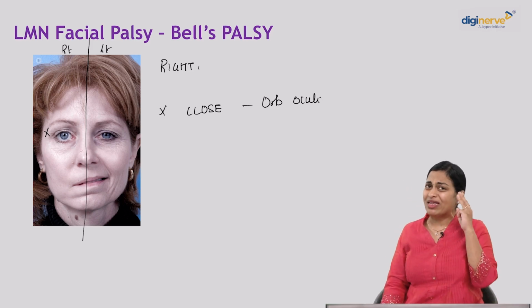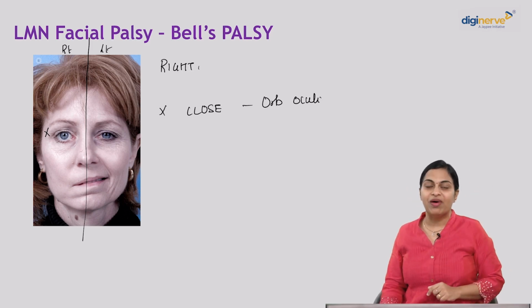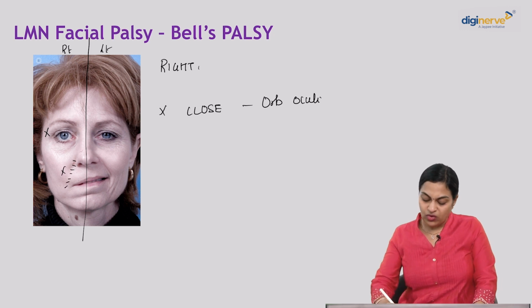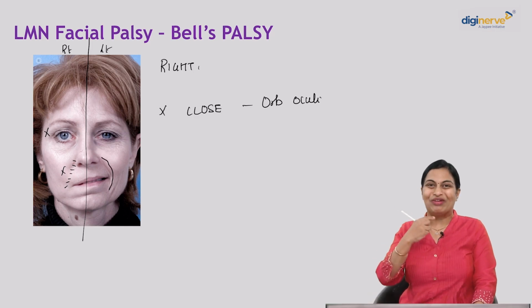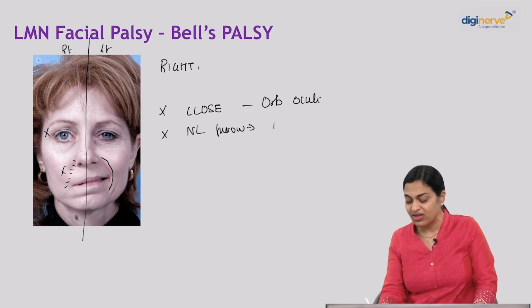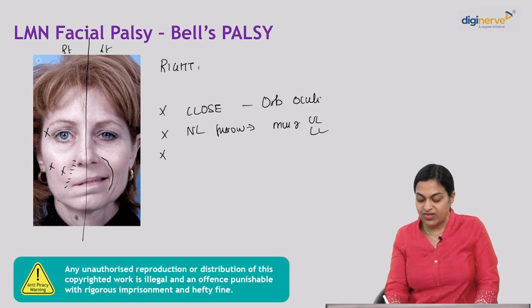Orbicularis oculi. What are the three parts of orbicularis oculi? The orbital part, the palpebral part, and the lacrimal part. Okay, and then obliteration. Can you appreciate the nasolabial furrow there? Obliteration of the nasolabial furrow is due to paralysis of the muscles of the upper lip and lower lip. The buccinator, right? The buccinator is gone.